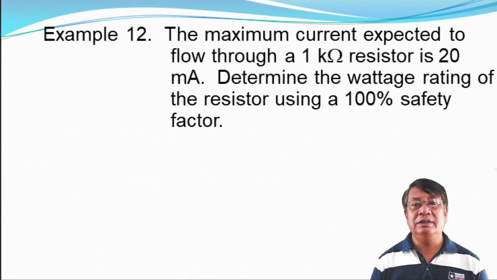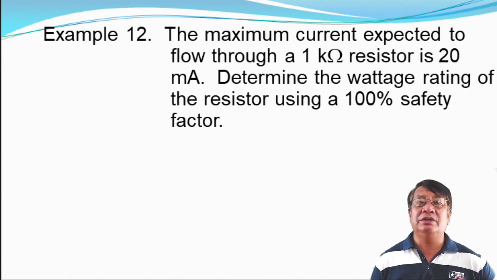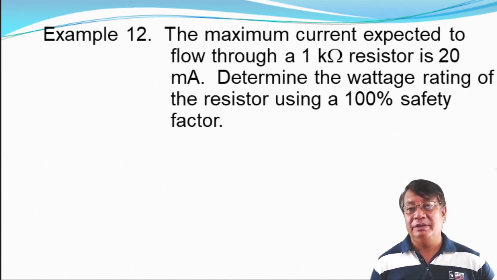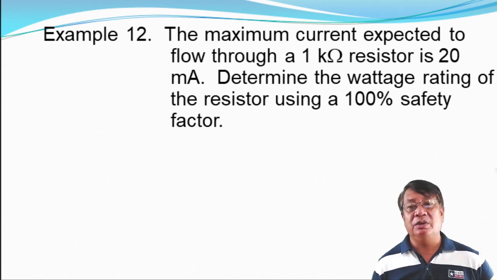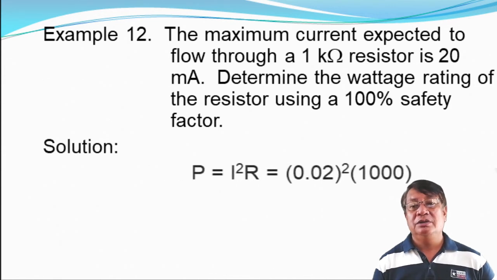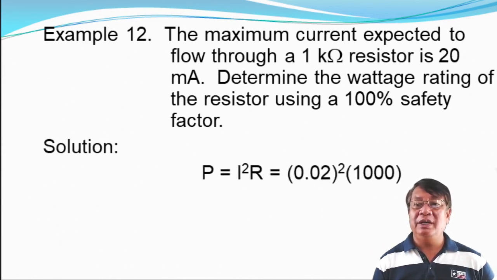Okay, so let's try this example number 12. The maximum current expected to flow through a 1 kilohm resistor is 20 milliamperes. So we have this 1 kilohm resistor, and the expected current that will flow through it is 20 milliamperes. Determine the wattage rating of the resistor using a 100% safety factor. The given are resistance of 1 kilohm and current of 20 milliamperes.